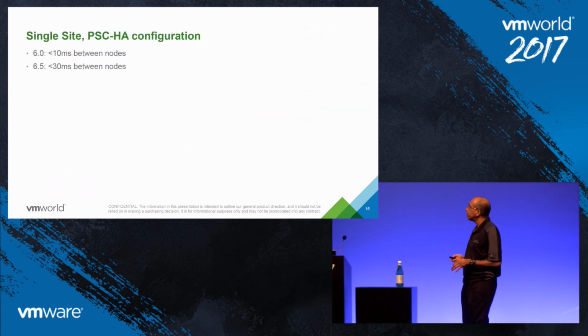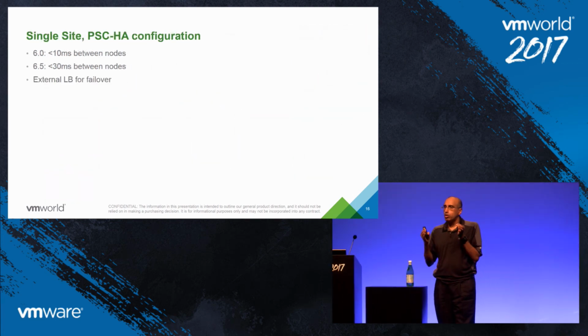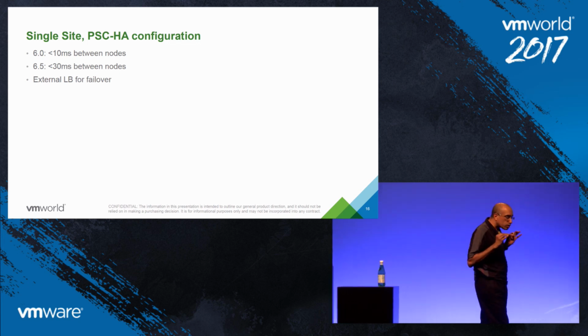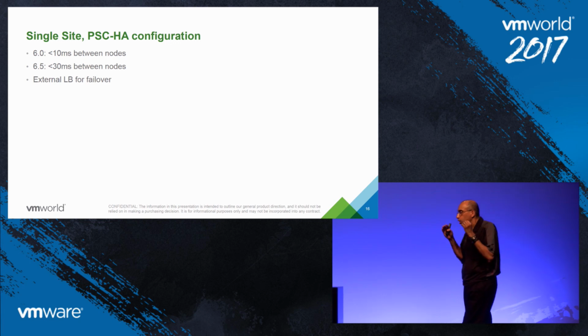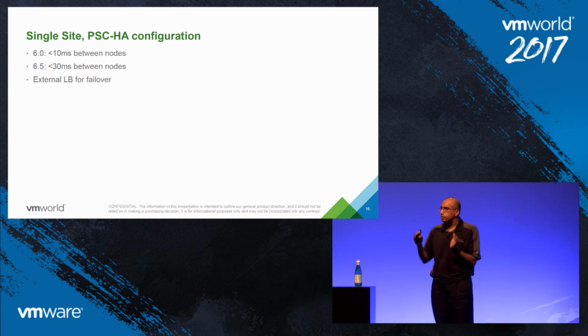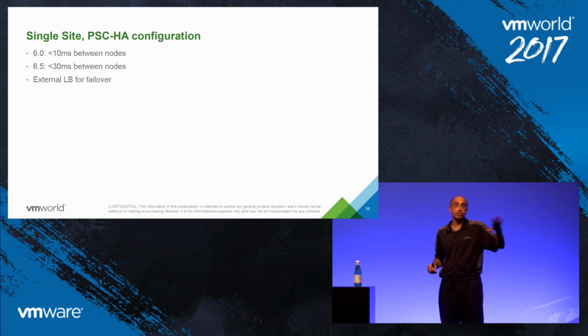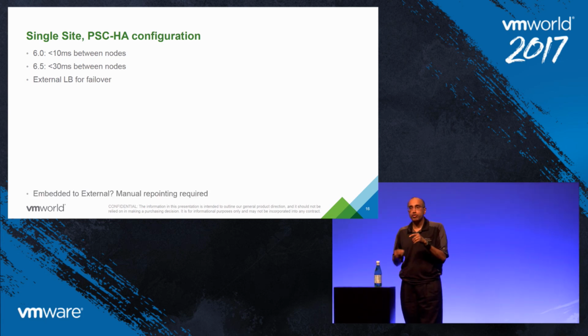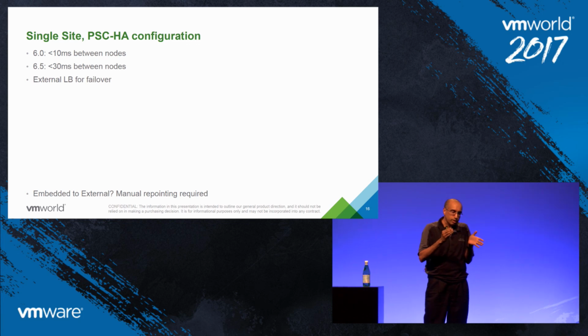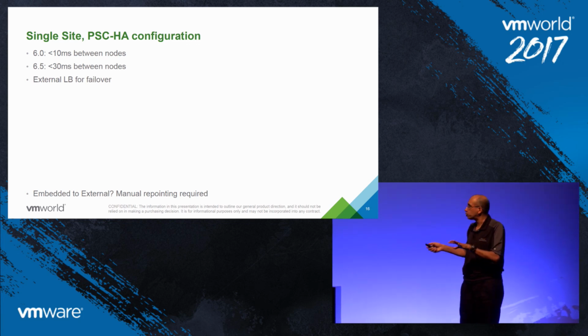Okay? Now, what we really recommend for what I'm going to call a single site configuration, and by single site, in 6.0, we define the boundary of a site to be less than 10 milliseconds. In 6.5, our recommendation is for that to be less than 30 milliseconds, and we're constantly looking to do more testing to figure out how we can expand that, so please stay tuned for more information on that. We recommend an external load balancer for failover, and if you've started with an embedded PSC and need to go external, there are various scripts for that.